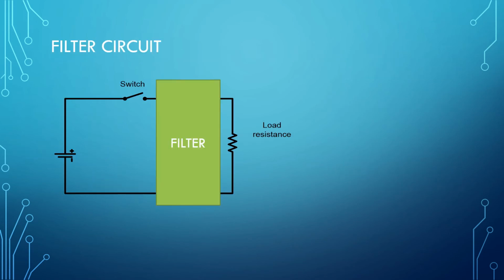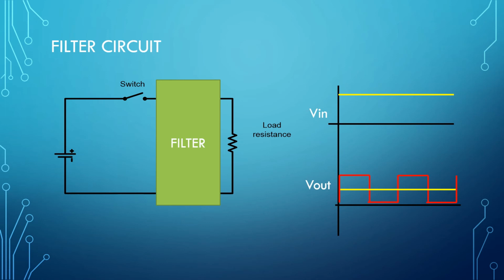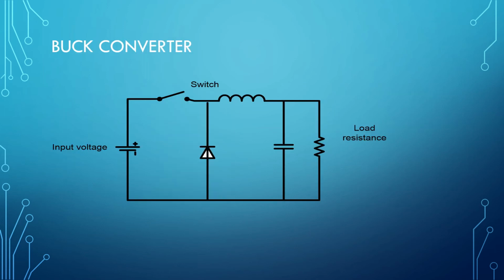We can add a filter circuit with an inductor and capacitor to remove the pulsated output value. With the appropriate selection of the inductor and capacitor, we can get a steady output voltage. Thus, the buck converter is visualized as follows. It has an input voltage source, a switch, and output filter circuits.